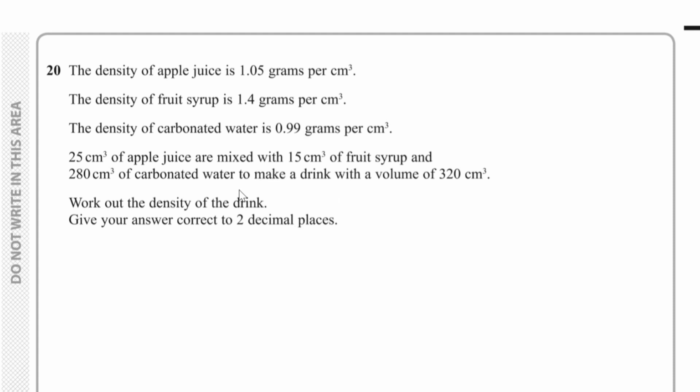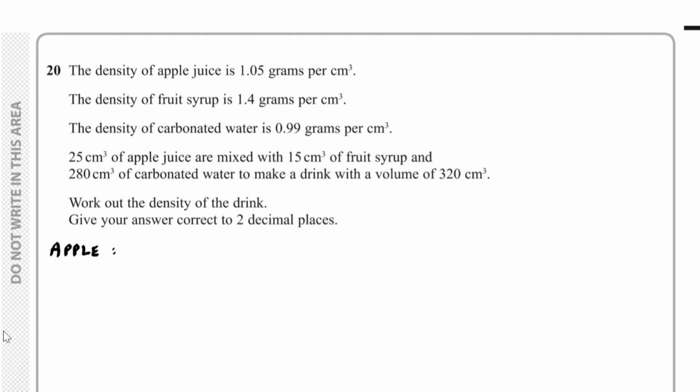Question number 20. The density of apple juice is 1.05 grams per centimeter cubed. The density of fruit syrup is 1.4 grams per centimeter cubed. The density of carbonated water is 0.99 grams per centimeter cubed. 25 centimeters cubed of apple juice are mixed with 15 centimeters cubed of fruit syrup and 280 centimeters cubed of carbonated water to make a drink with a volume of 320 centimeters cubed. We have to work out the density of the drink to 2 decimal places. Well, what we'll do is we'll take a look at apple.